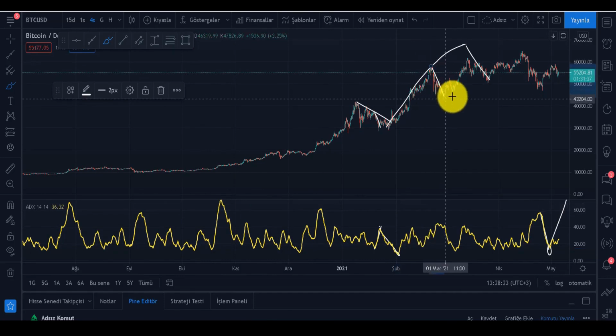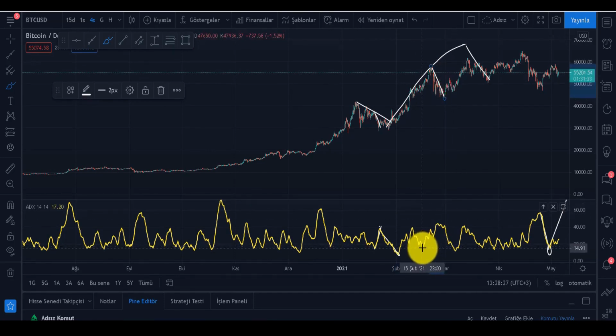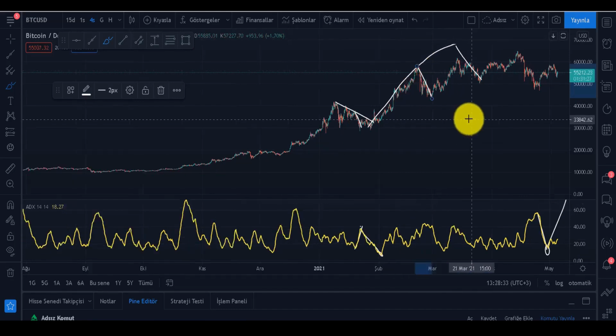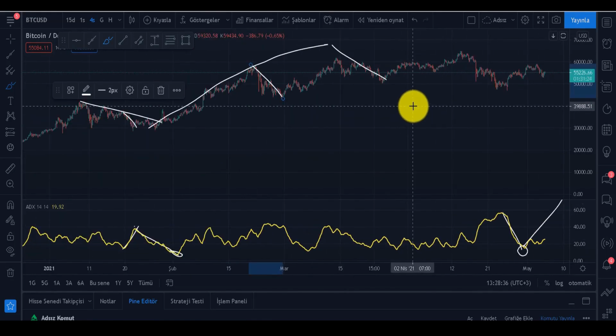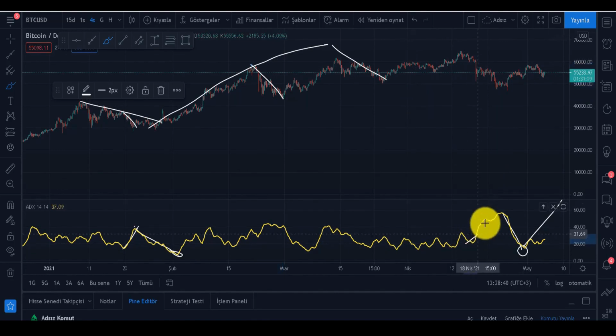As you can see, it hits around 15 here. It doesn't need to hit exactly 15. It can also hit around 15, 16. Look here, it hits 15 and a downward trend begins. The average directional index ADX gives trend change possibility and strength. If it moves towards 80 in this way, the trend is strengthening.